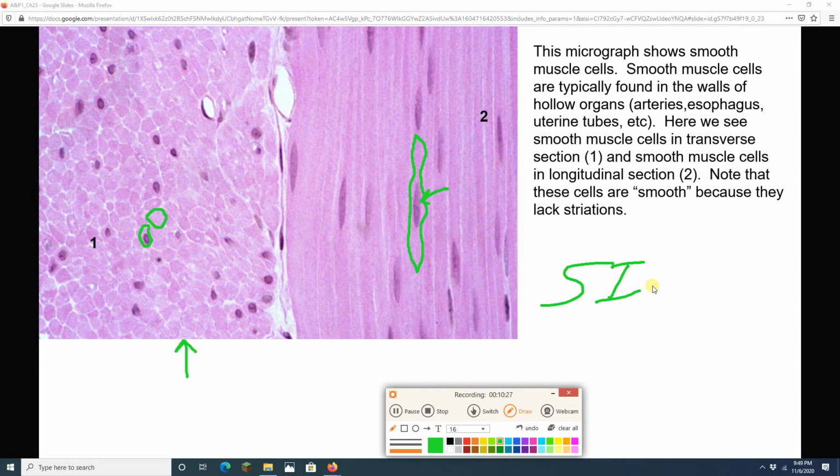Okay, one other thing about these guys, smooth muscle is like cardiac muscle in that it is involuntary. You don't exert any control over it. Okay, awesome.